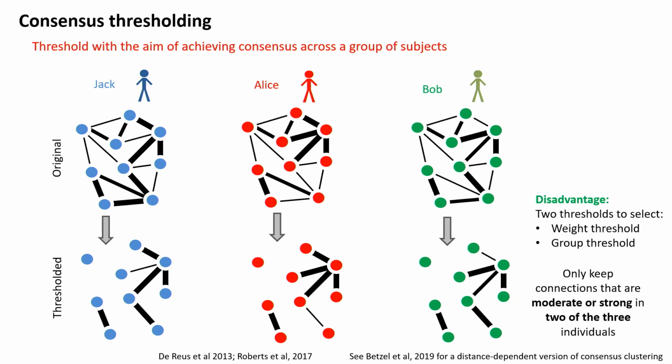Of course, one of the disadvantages of this is that consistency in connections across a group of individuals doesn't necessarily mean that connection is a true positive, right? We can have systematic errors that occur across individuals. And this approach has also been extended to take into account distance dependence effects. If we want to preserve long-range connections or other connections with certain properties, the consensus thresholding approach can be adapted, and I've given some references there if you want to check out those methods in more detail.